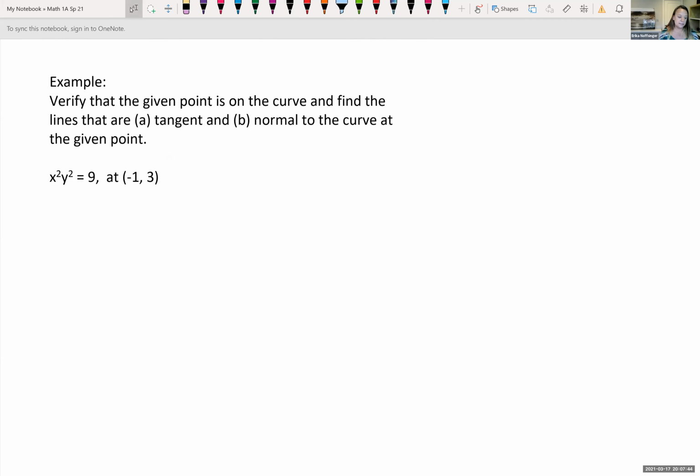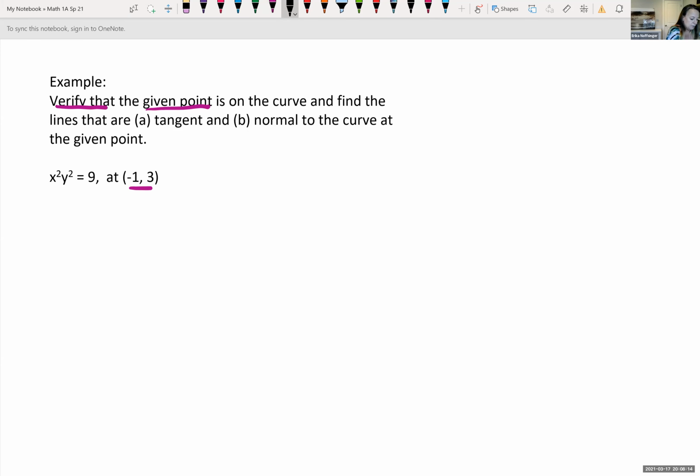Okay, so this example says verify that the given point is on the curve and find the lines that are tangent and normal to the curve at that given point. And so we're given the equation x squared plus y squared equals 9. And we want to look at this at the point -1, 3. So first it says, let's verify that that's actually a point. So our x value is -1 and our y value is 3.